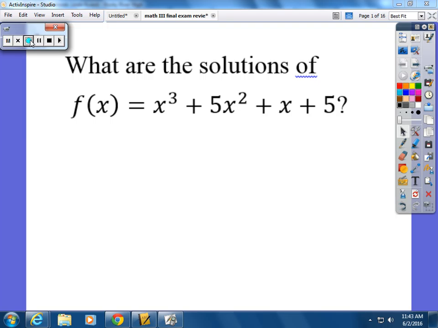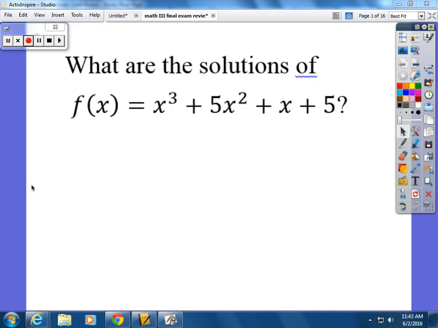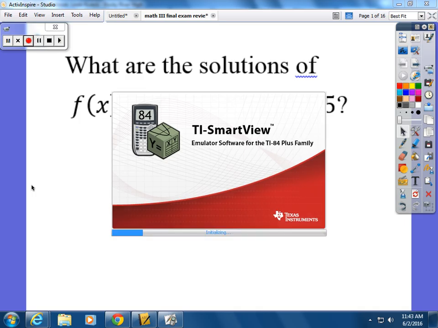Okay, we're going to do our final exam review. The first problem is finding the solutions of a cubic equation. So you're going to put this equation in your calculator and find the first solution, and then use synthetic division and the quadratic formula to solve for the other two solutions.